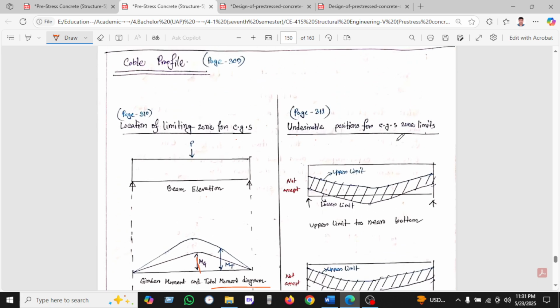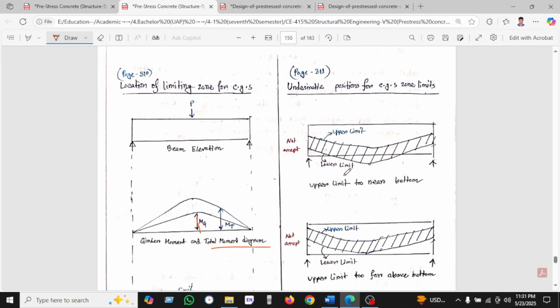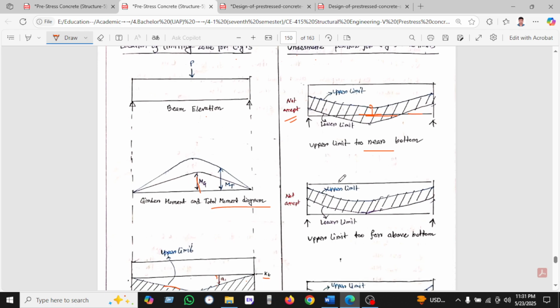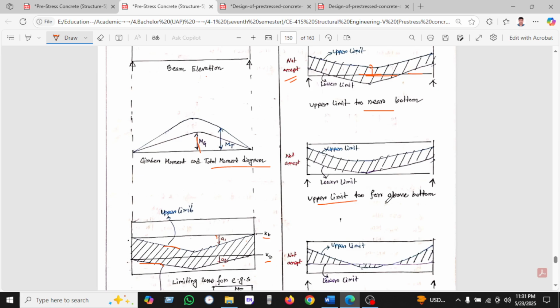So the undesirable position for the CGS zone is limited. We can see here the upper limit is too much near the bottom. Bottom means the bottom of the beam, and this lower limit crosses the bottom. So that's why this will not be accepted. Another one we can see, upper limit too far away from the bottom. So this is the upper limit, this is the bottom of the beam, so this is far away from the bottom, and the lower limit you can see is this. That's why it will not be accepted.